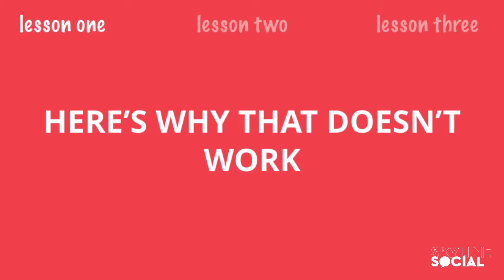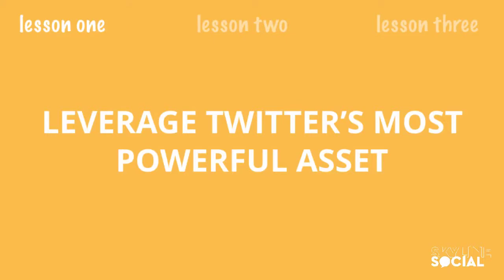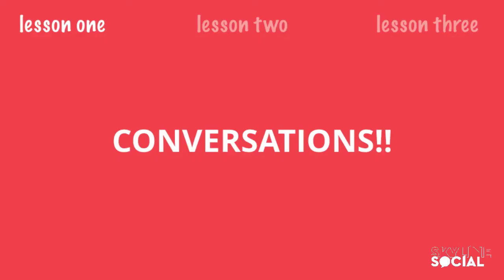There is something that makes Twitter really unique for businesses, and if you can leverage this thing that Twitter has, that's really where you get the results. So what is this thing? What is Twitter's most powerful asset? Why do most people not get results, and why do others get really good results on Twitter? It all comes down to having conversations. Conversations are really what Twitter is all about.